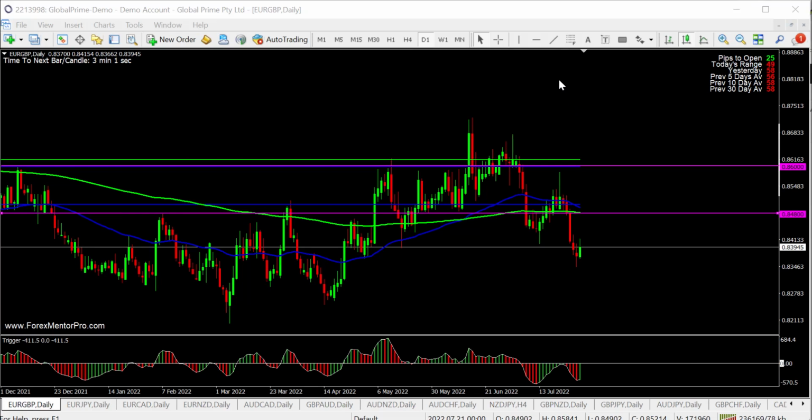And then just looking at the crosses, this is the euro pound. I'd like price to come into 0.84800 for a short. Multiple reasons for the stop.